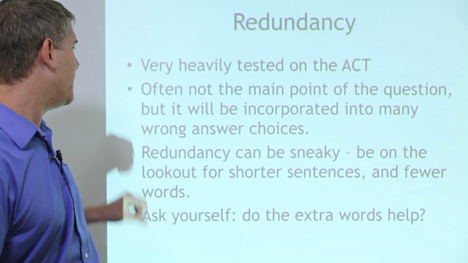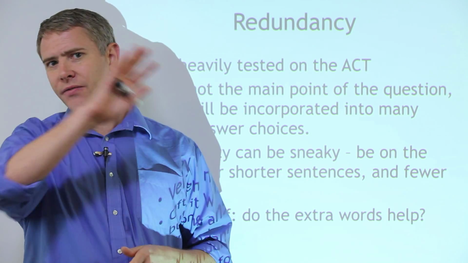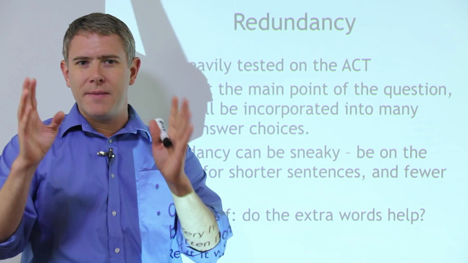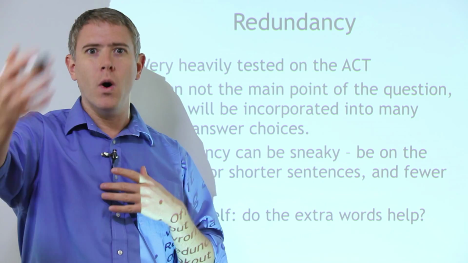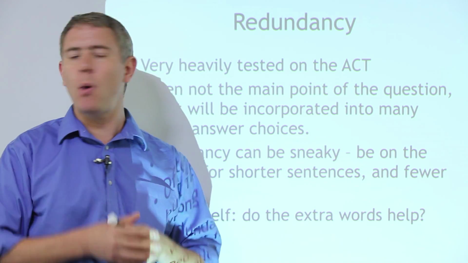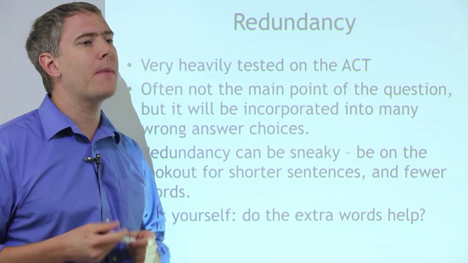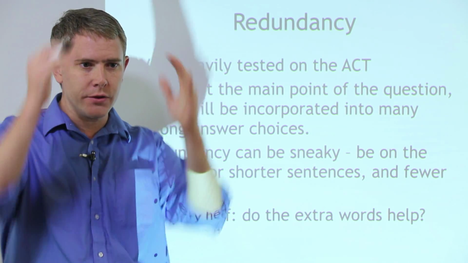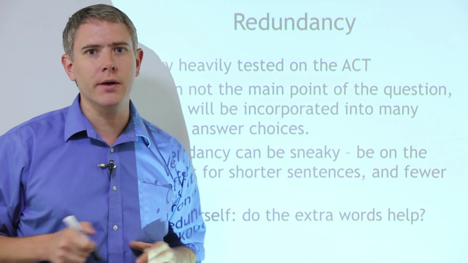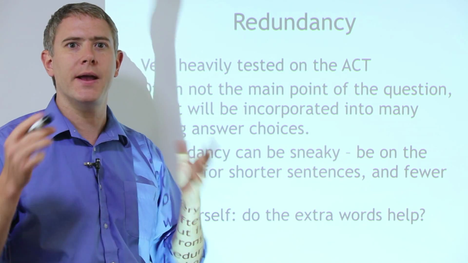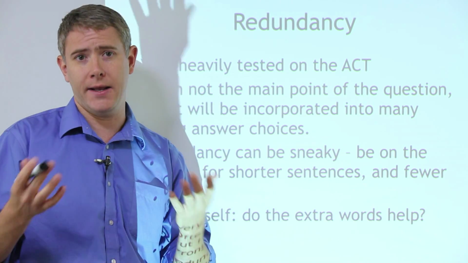Redundancy can be sneaky. Be on the lookout for shorter sentences and fewer words. So what do I mean by that? When you look at a bunch of answer choices and you see one of them is just one word and all of the other ones are much longer, think to yourself, what are those extra words? So redundancy, what we're talking about is extra words, and we'll see some examples really shortly. But whenever you see the answer choices and two of them are really long, one of them is really short, ask yourself, what are all those extra words doing in there? Do I need them? Are they adding information, or are they just duplicating information?